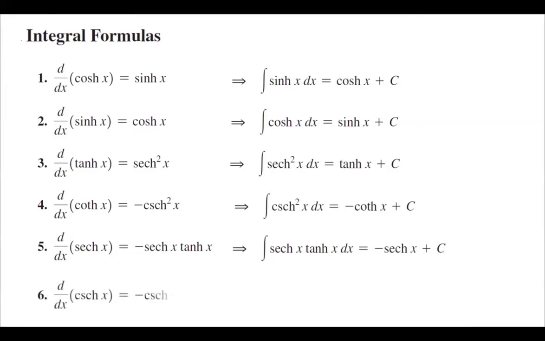And finally, if you take the derivative of hyperbolic cosecant, it is negative hyperbolic cosecant times hyperbolic cotangent. So when you take the integral of both sides, the integral of hyperbolic cosecant times hyperbolic cotangent becomes negative hyperbolic cosecant plus constant of integration.